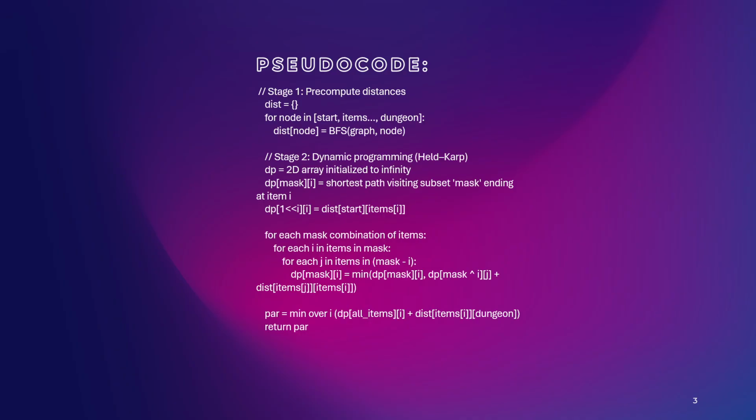On the slide, you'll see a small flow diagram of the algorithm processes and how they connect. Stage one is going to be a breadth first search, which will calculate the shortest distance between start, each item room, and dungeon. Stage two will be a Held-Karp algorithm, and this algorithm will use the outcomes of the breadth first search and calculate the shortest path to grab all of the items and reach the dungeon.